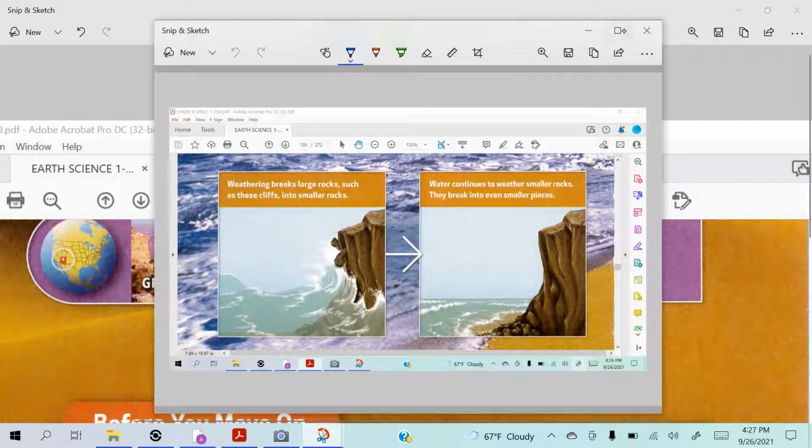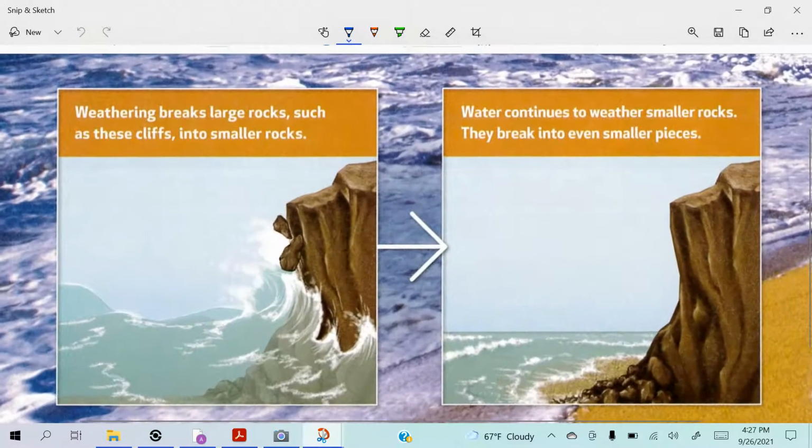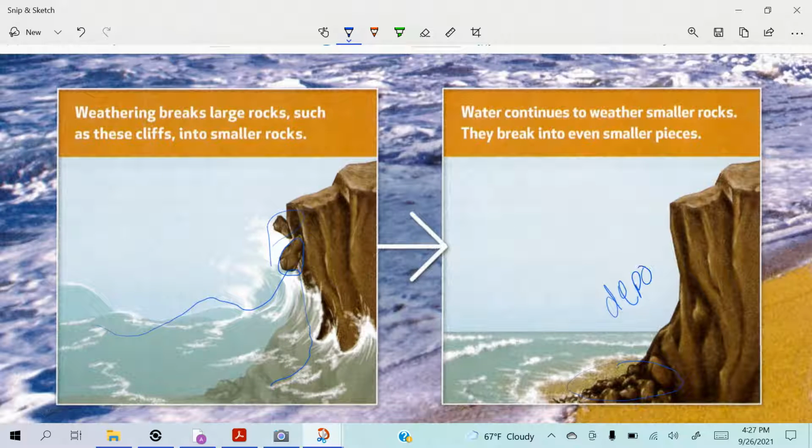Take a look at this. Right? So, weathering's crashing in here, breaking these rocks apart, right? The rocks fall down, right? Now, where they fall down here, what is this called? Think about it. Where rocks are placed, right? Where they're deposited, that's called deposition, right? Deposition right there. That's where they're deposited.